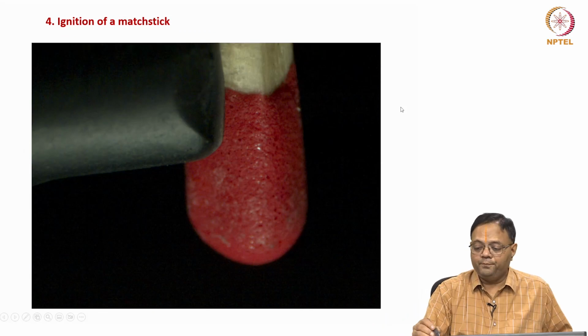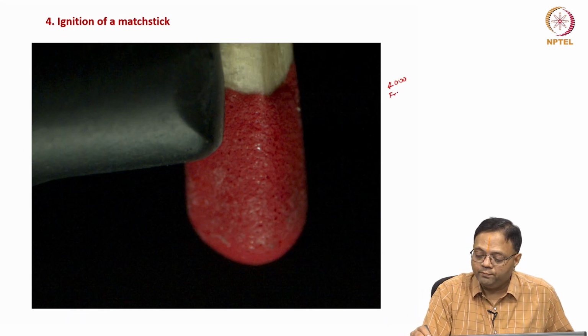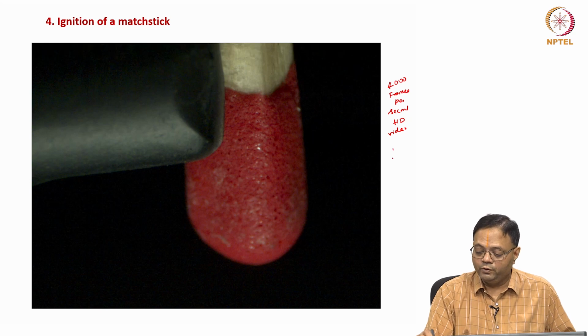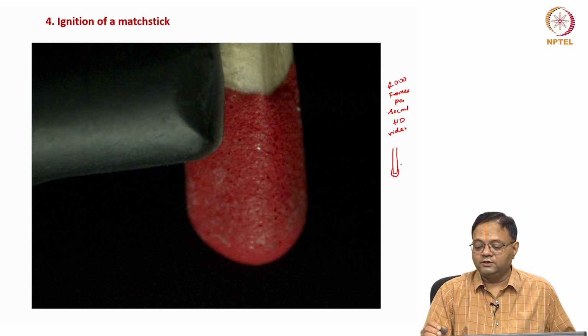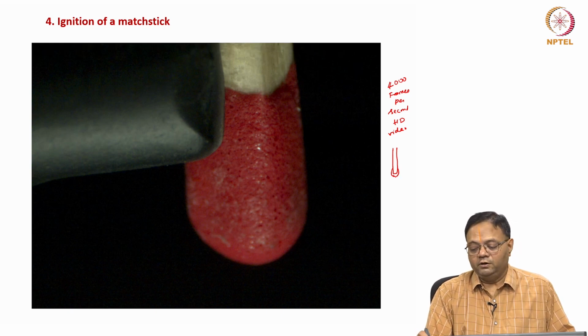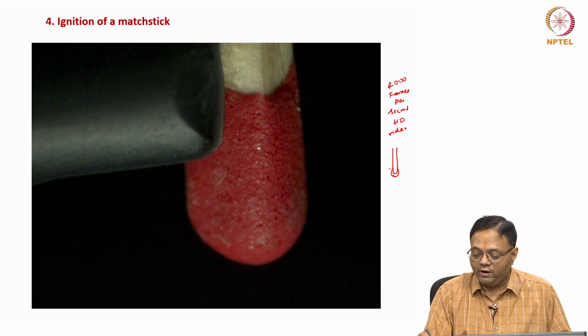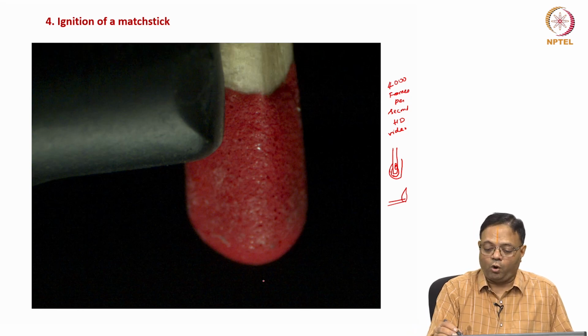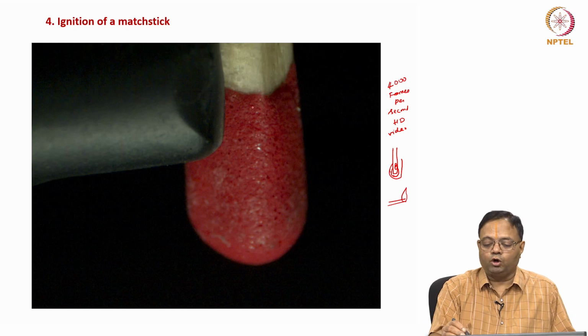Now this shows a 4000 frames per second high definition video of a matchstick. You know that at the tip of the matchstick normally you have an energetic material. When you rub it with some other material, a flame is formed, and this flame actually ignites the matchstick, and the matchstick burns, correct? So this is the scenario here, but this high speed video shows how the energetic material which is coated over the matchstick burns.